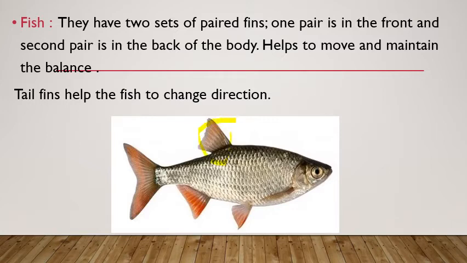You can see, these two are one pair. One pair is in the front and the second pair is in the back of the body, helps to move and maintain the balance. These two fins help the fish to maintain the balance. Now tail fin helps the fish to change the direction.